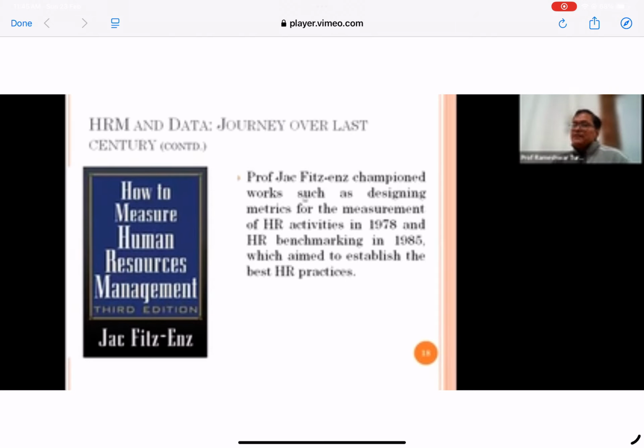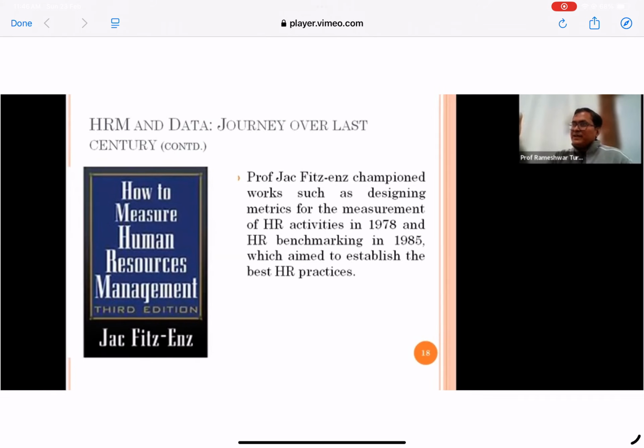Professor Jack Fitz-enz championed work such as designing metrics for the measurement of HR activities in 1978 and HR benchmarking in 1985. And he started the Saratoga Institute, which is now acquired by PwC, PricewaterhouseCoopers. This benchmarking aims to establish the best HR practices. I asked you to go to the PwC and Saratoga website, and we checked also. They give benchmarking, industry average and all this stuff, reports also for each of the metrics.